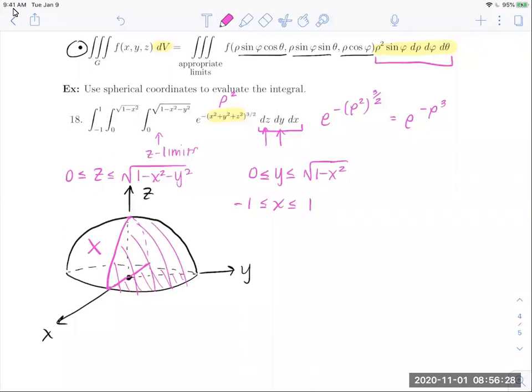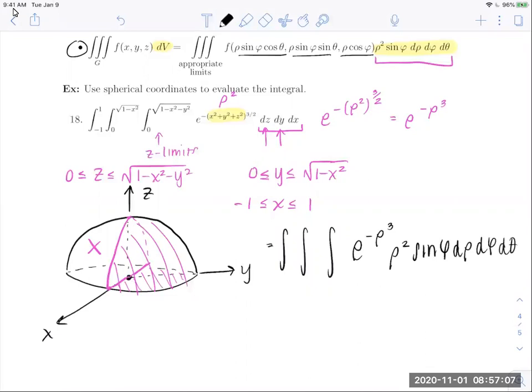Now that we know what our region is, we can begin to set up our limits of integration. So I'm going to leave them blank. And then I'll go ahead and write in what my integrand is, which we previously found. That was e to the negative rho cubed. My e's and rho's look similar. And then dz dy dx becomes a rho squared sine phi d rho d phi d theta. All right.